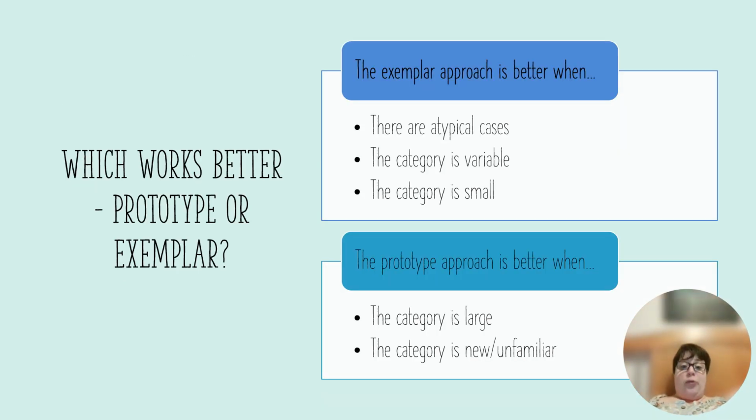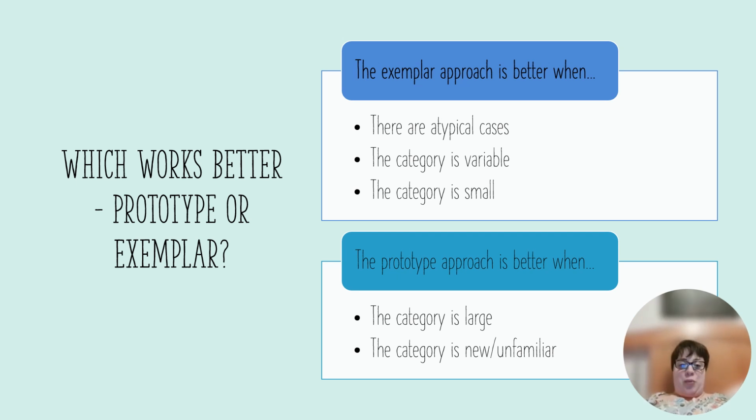So, which approach, prototypes or exemplars, provides a better description of how people use categories? Well, one advantage of the exemplar approach is that by using real world examples, it can more easily take into account atypical cases, such as birds that don't fly, right? So rather than comparing a penguin to an average prototype of a bird, we remember that there are some examples of birds that don't fly.